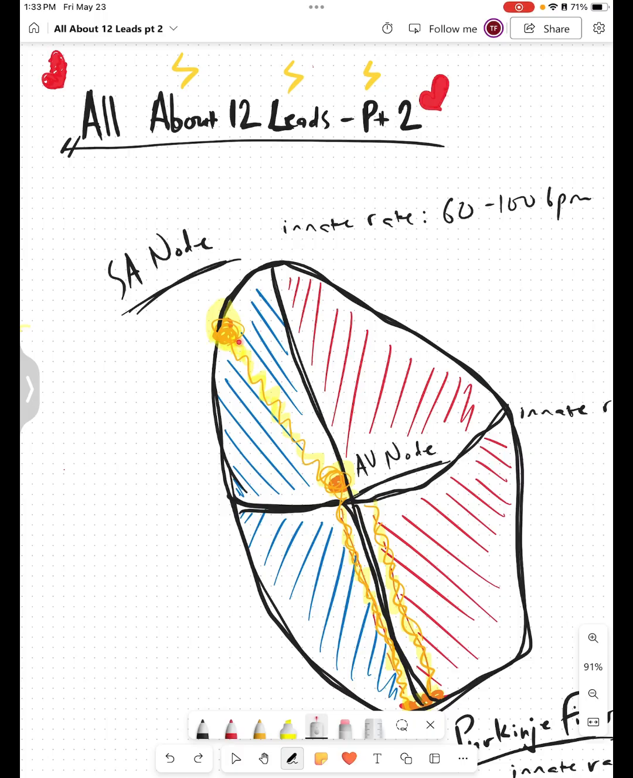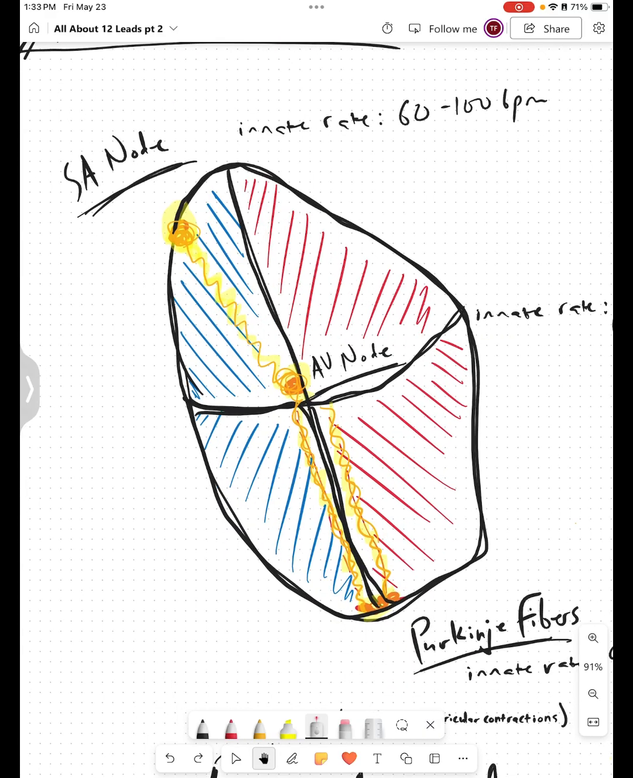Moving on down, we have the AV node, the atrioventricular node. I like to remember that because it is between the atria and the ventricles, and it is kind of literally in the middle of them. Then we're going to descend down our bundle branches into the Purkinje fibers. Now, each of these hubs has innate rates at which they like to fire.